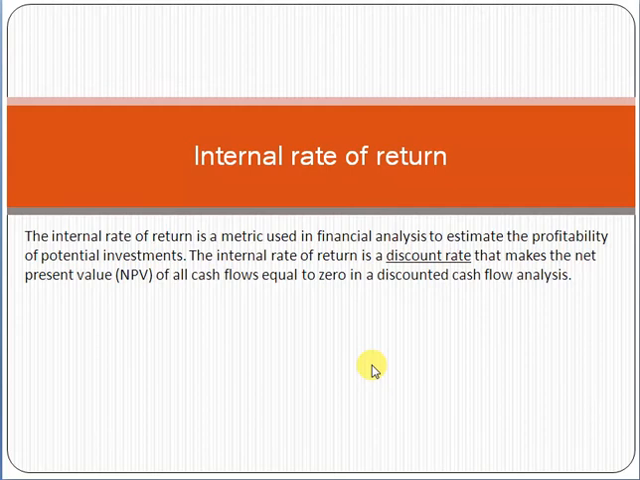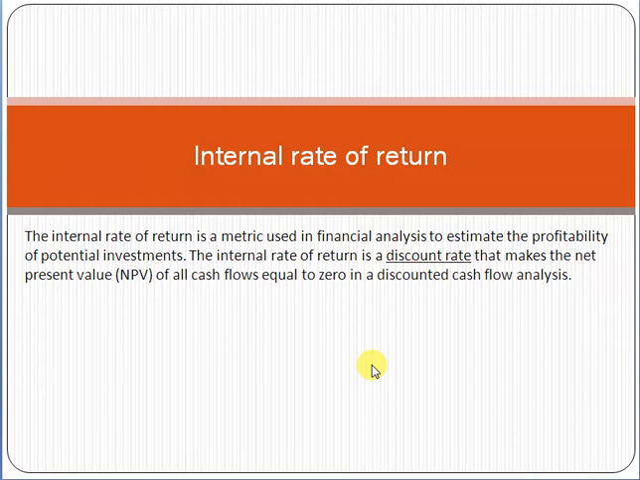So friend, internal rate of return, basically it's a formula, it's a methodology which is telling you how much profit you are getting back after the investment. For example, the internal rate of return is a discount rate that makes the net present value of all cash flows equal to zero in a discounted cash flow analysis.